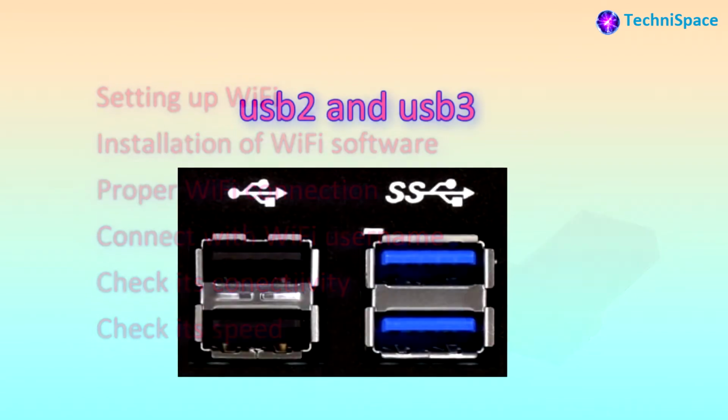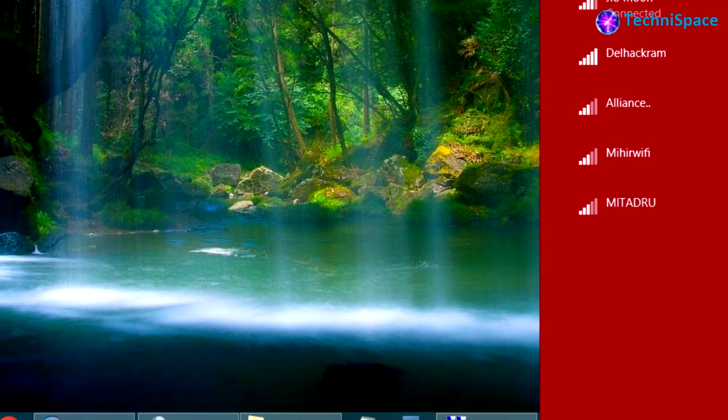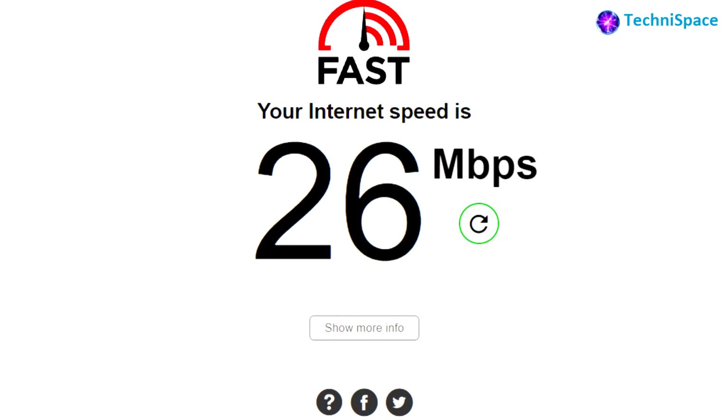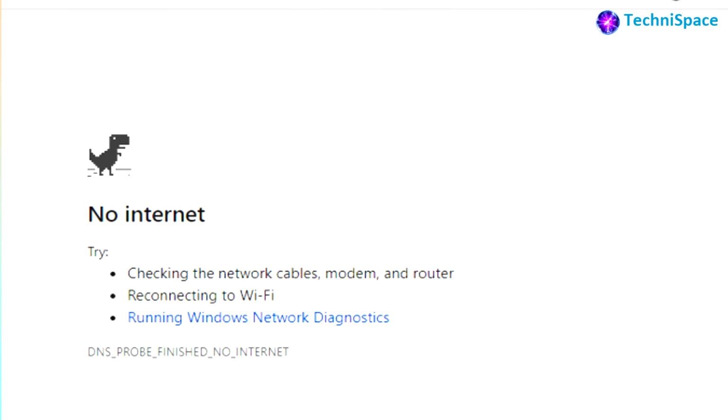A Wi-Fi adapter can be connected to either USB 2 or USB 3 drive. Then how to connect to your Wi-Fi username, check your broadband speed, and also find out how the broadband speed can be increased. And what can be done when PC is not getting connected to Wi-Fi.